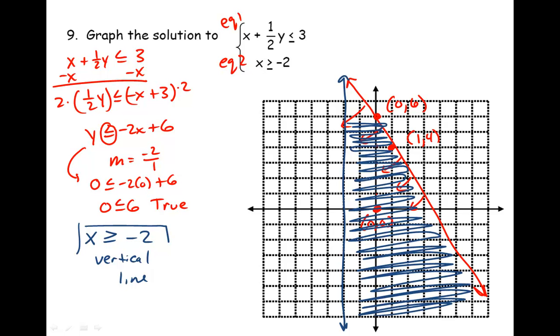So the solutions area is going to be the area that's overlapping. So this area here that I have shaded is the solution set. That's what the graph is that we'd want to look for on a multiple choice test.